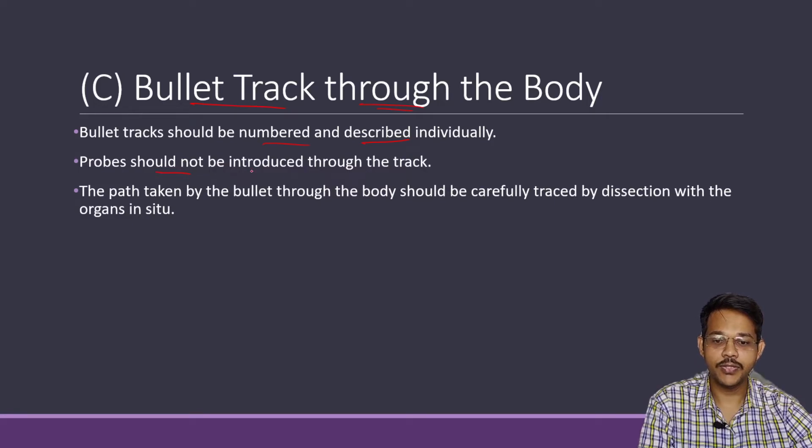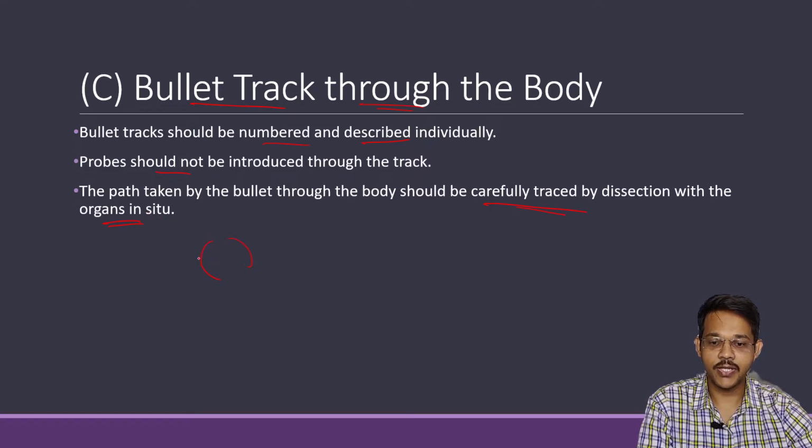A probe should not be used in the tracks, because it may disturb the track, and afterwards it will be difficult to determine the range. The path taken by the bullet through the body should be carefully traced by dissection with the organs in situ. If the track is inside an organ, the organ has to be dissected in situ only, and the track has to be noted, to know how the bullet has traveled through the organ. This also has to be done in all the cavities, like the abdominal cavity and chest cavity, if the track is present.